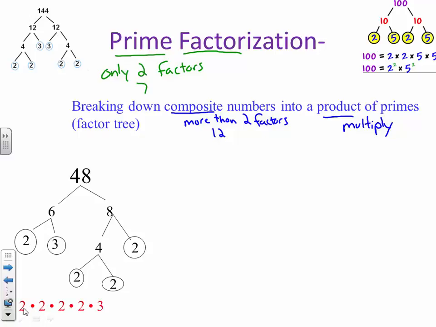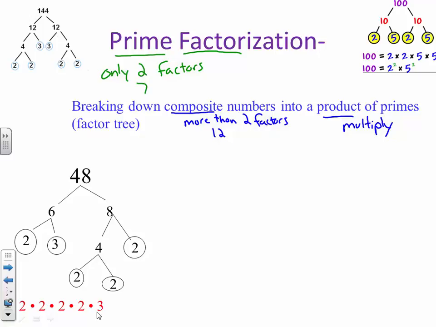So what we have is this. We have 1, 2, 3, 4 2's, and a 3. Perfect. So that's the product of primes. There's product because it's multiplication, prime because we have all prime numbers.